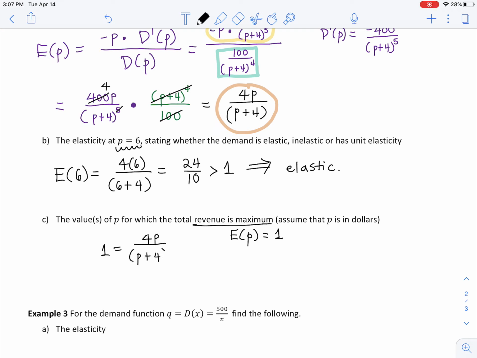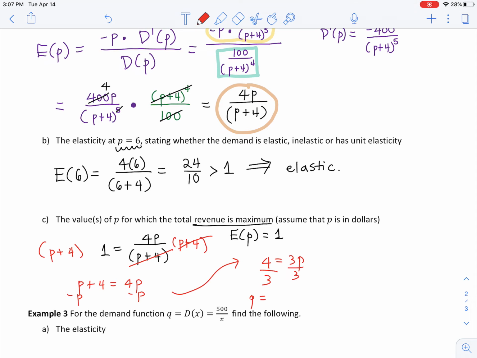1 equals 4P over P plus 4. Multiply both sides by P plus 4. We'll get P plus 4 equals 4P. Subtract P from both sides. We will get 4 equals 3P. Divide by 3. P comes out to be, now we're talking about price here, right?